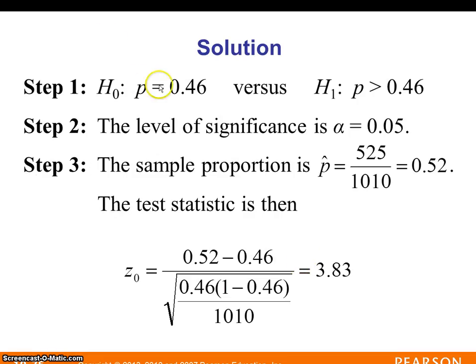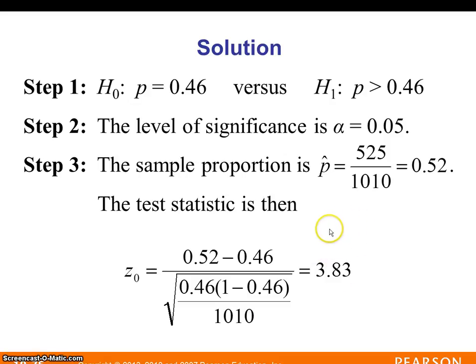Then set up your null and alternative hypotheses. And this is our level of significance. Calculate the proportion. Calculate your test statistic. So this would go in here, this would go in here. Work this out, you get that. And then it depends on whether we want to use the classical or the p-value approach.